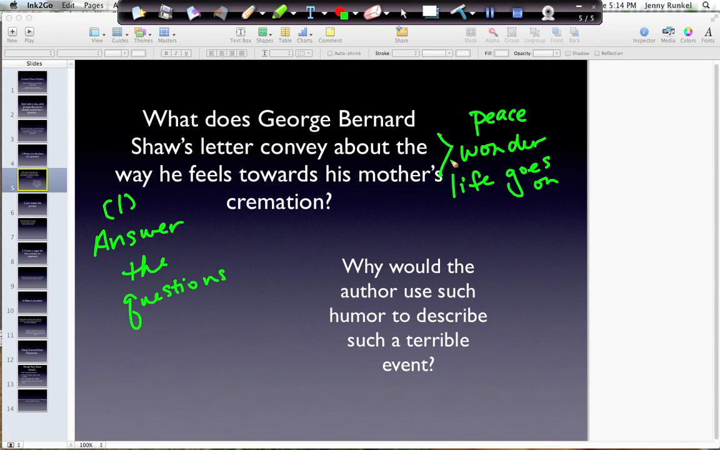But you start by answering, and then you also have to fit in the last piece of the prompt, which is, how does the author do that? What literary devices does he use? Again, over here is a good question, but it's not a thesis statement. Why would the author use such humor to describe such a terrible event? Okay, if you can come up with the answer to that question, you are on your way to a very good thesis statement.